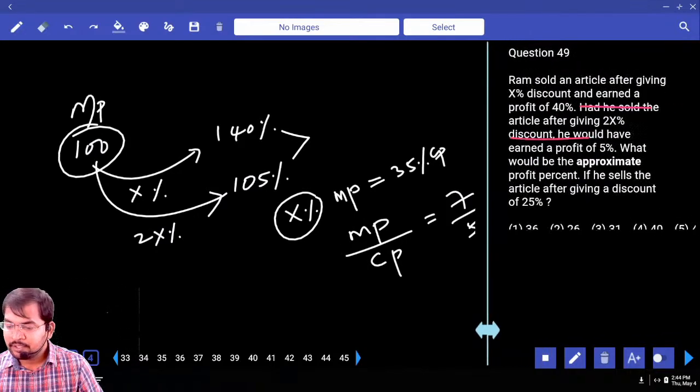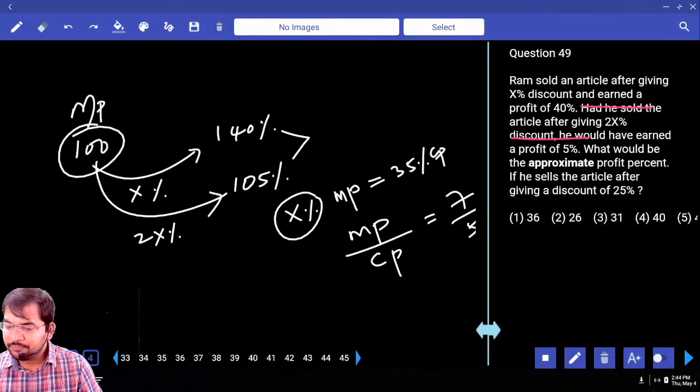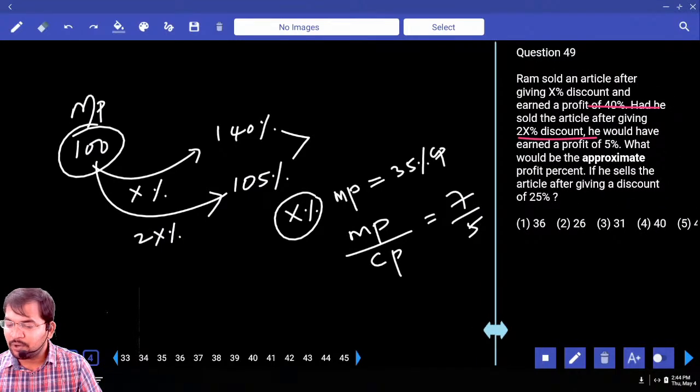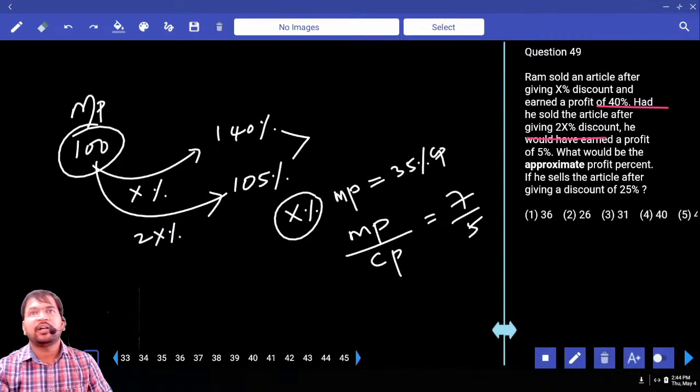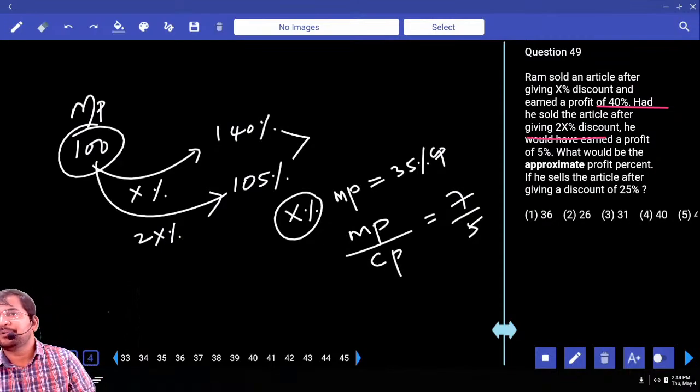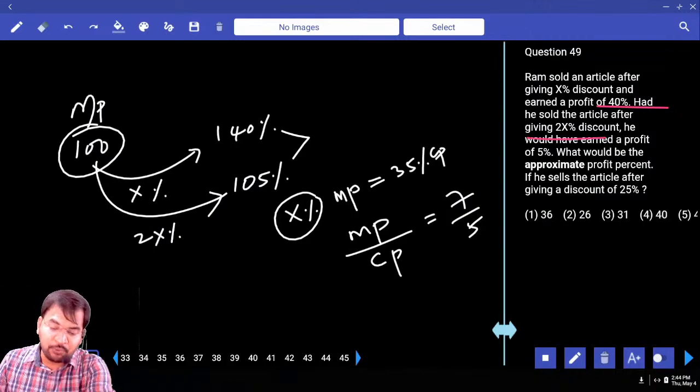Now here they are asking what question? If he sells the articles after giving 25% discount. 25% discount. 25% of 7 is how much? 25% of 7 is 1.75. If you give 1.75, the remainder will be 5.25. So 0.25 is what we assumed here as X%.